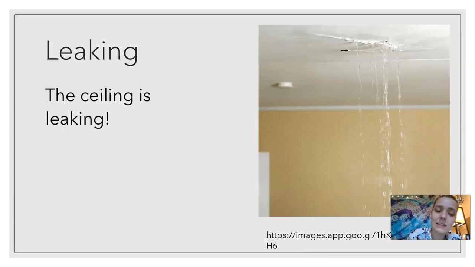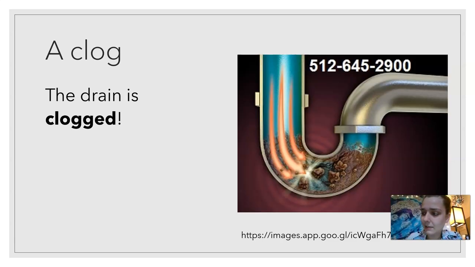Leaking. The ceiling is leaking. That means water is falling from the ceiling. Now, why is the ceiling leaking? Maybe the bathtub upstairs is overflowing, so now the ceiling is leaking.